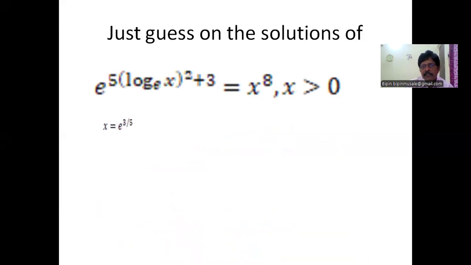Now, in the same way, let us check e raised to 3 by 5, because e into e raised to 3 by 5 is equal to e raised to 1 plus 3 upon 5, that is e raised to 8 upon 5, which is one of the given options. So let us check whether x equal to e raised to 3 by 5 is a solution.